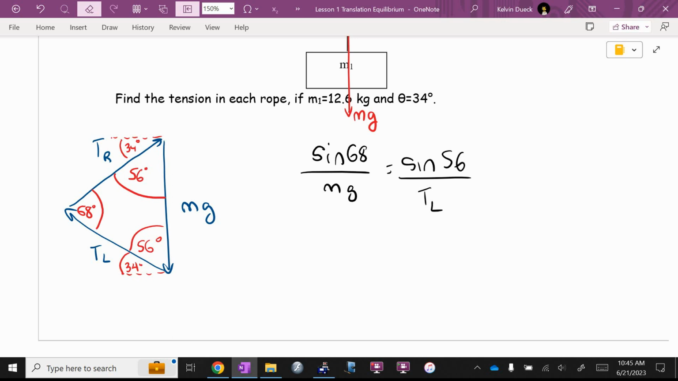How would I get the tension left by itself? This is one fraction equals one fraction. Stuff moves diagonally, or cross multiply, or whatever you want to call it. I think the tension left is going to end up here. I think the MG is going to end up in front of the sine 56, and the sine 68 is going to end up on the bottom. If you want to, you can go straight to numbers on your calculator.